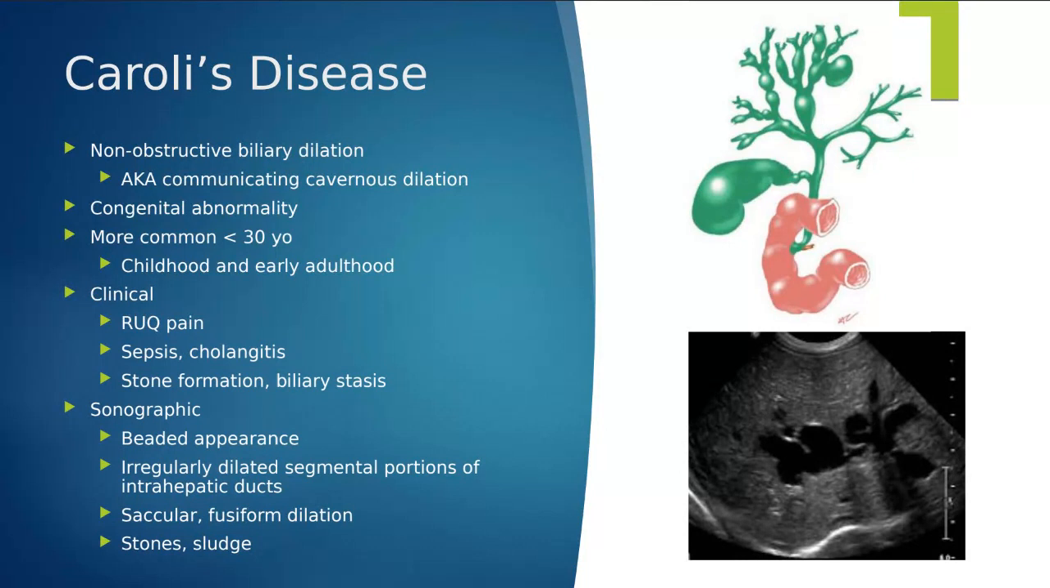On ultrasound, we're going to see a beaded appearance, and this is representing these saccular little dilations of the biliary tree. This is where a lot of our sludge can kind of accumulate.